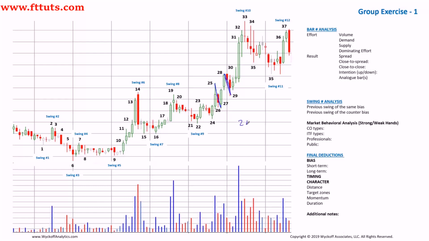So 28 to 29 is slightly less or equal to 25, 26. And what else we could say is that sometimes we look at the reaction through the closes, right? So from the top to the lowest close, right here. From the top to the lowest close, right here. So that shows you the commitment of professionals as to where they're going to stop selling, and the levels where the buying is going to bring it on the down bars.